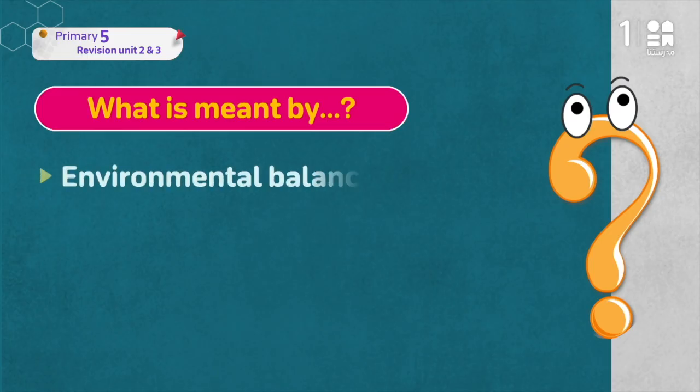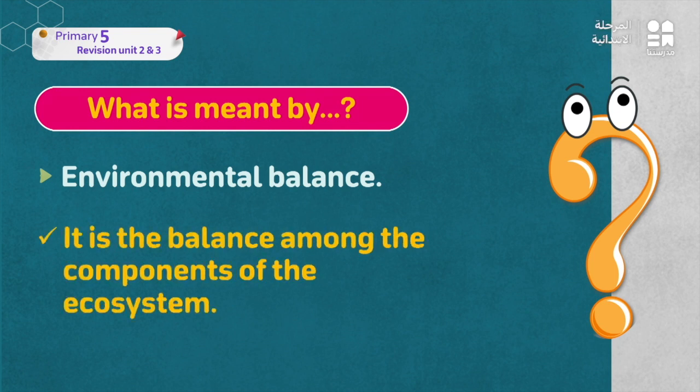طب يلا نكمل. What is meant by environmental balance؟ يا ترى يعني ايه environmental balance؟ Environmental balance is the balance among the components of the ecosystem. كان ايه هي components of the ecosystem؟ Living organisms such as plants and animals and non-living things such as rocks, air, water and soil. Okay, تمام يبقى احنا كده دلوقتي افتكرنا يعني ايه environmental balance.